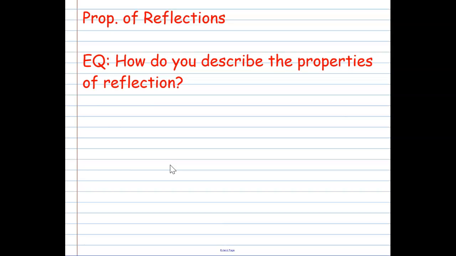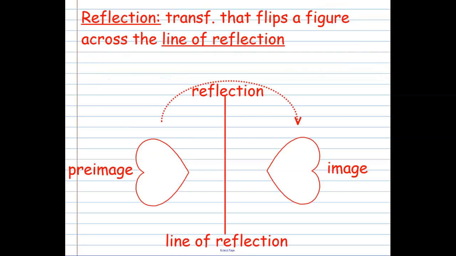So we're going to look at the properties of reflections, and how we can describe the properties of a reflection. Vocabulary for today: a reflection is a transformation that flips a figure across something called the line of reflection. We have our pre-image, our starting image, and our image, what we end up with, and we flip it across the line of reflection, and that's called a reflection. Go ahead and hit pause and add this little visual and these definitions to your notes.